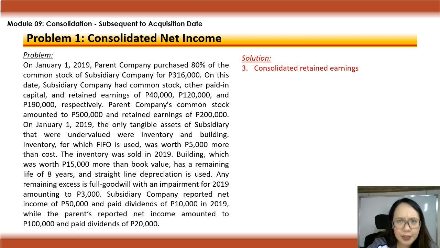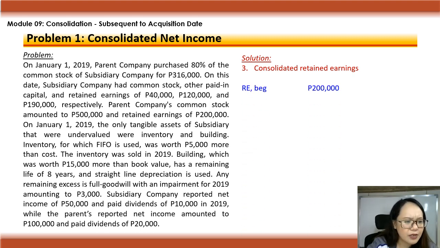Again, paano natin yan kino-compute? Retained earnings beginning, which is retained earnings ni parent if that is the first year of consolidation. So, retained earnings ni parent plus the consolidated net income attributable to parent minus the dividends declared by parent. Ganun lang siya. Let's compute.